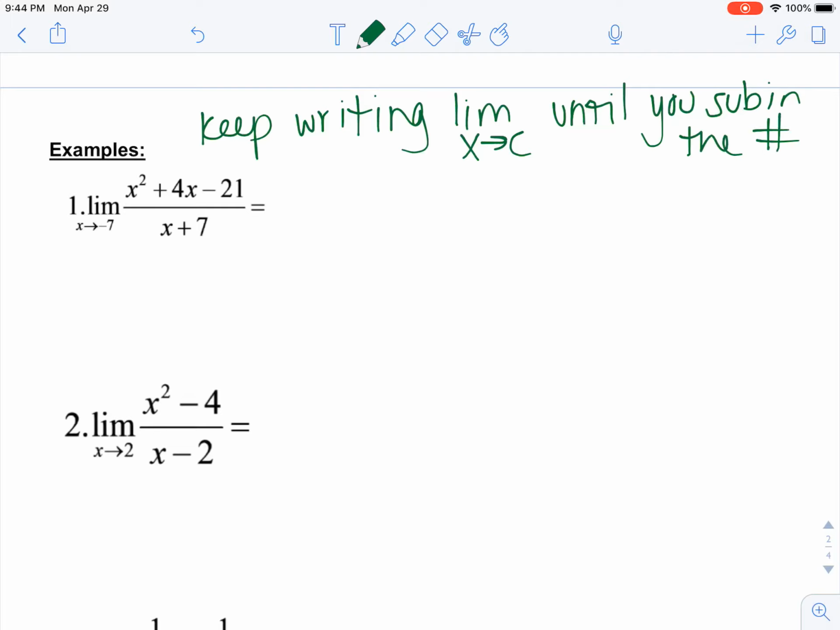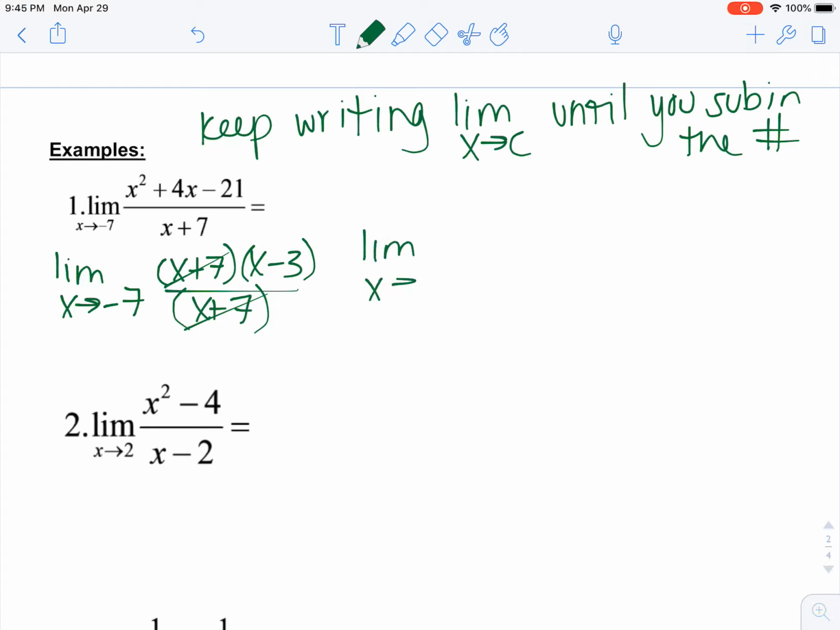So while I'm simplifying, I'm going to write limit as x approaches negative 7. I'm going to factor my numerator, x plus 7, x minus 3, over x plus 7. X plus 7s are going to cancel out. So this is going to be limit as x approaches negative 7 of x minus 3. Now I can substitute in the negative 7, and now that I substituted that in, do not write limit anymore. And our answer is going to be negative 10.